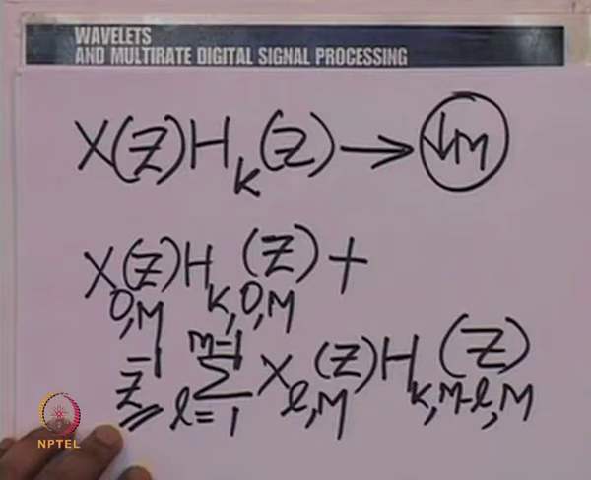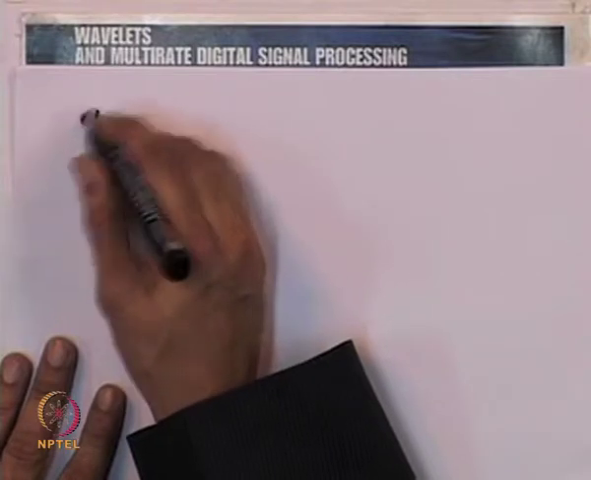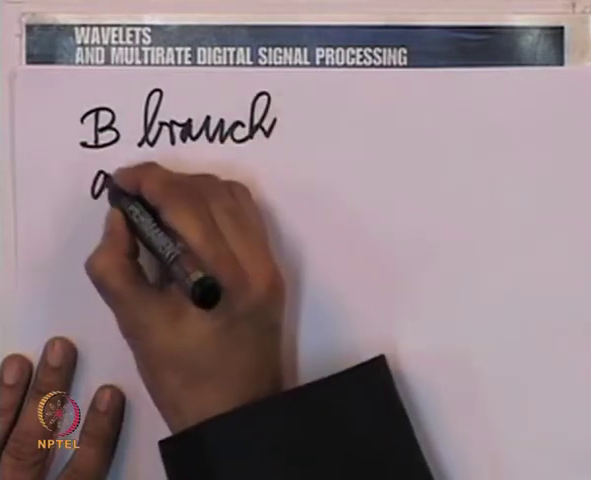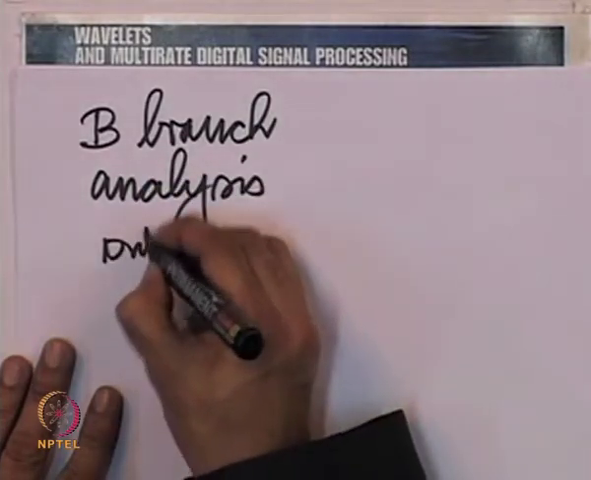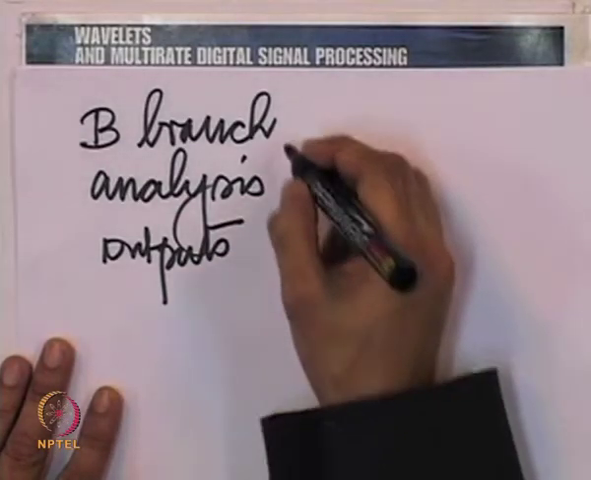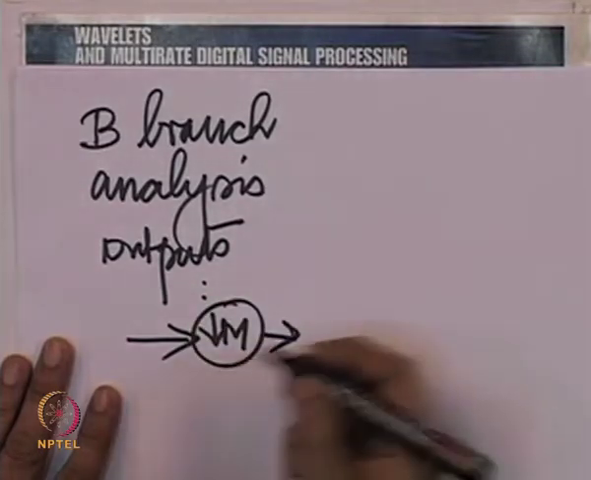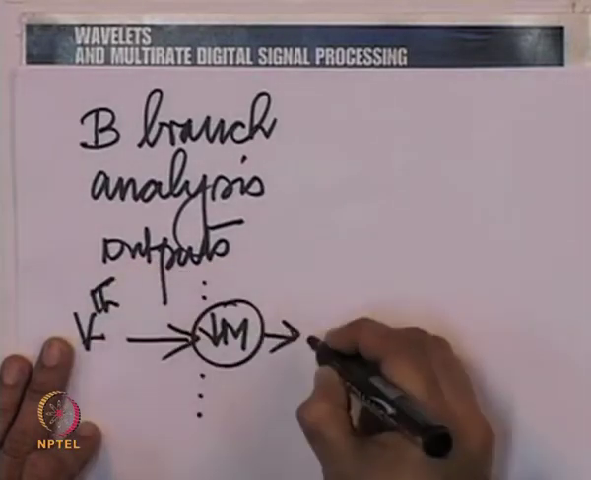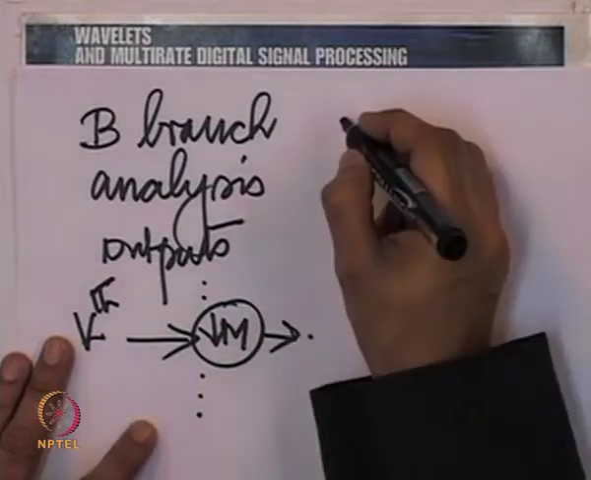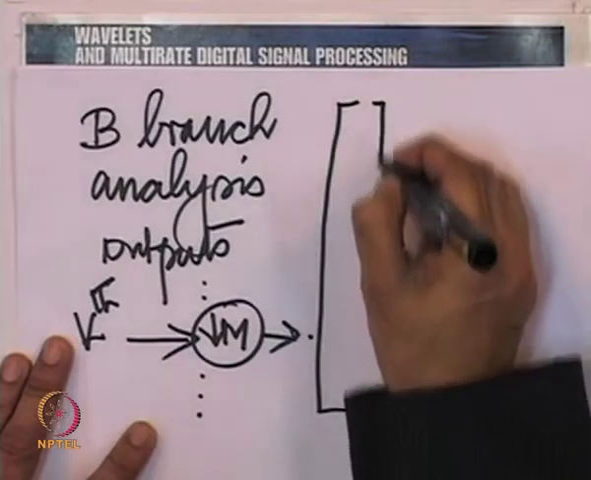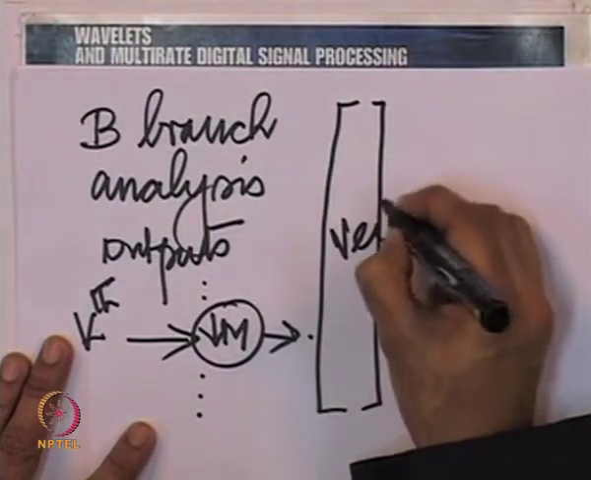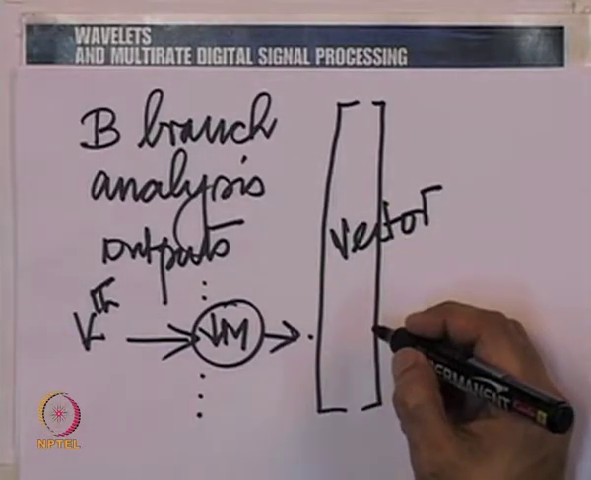In fact, we can now write down a matrix for each of these branches. What we are saying in effect is, I can put down the outputs of these M branches, a typical one emerging from, say, the kth branch at this point, and we could arrange them in the form of a vector. So, let us arrange them in the form of a vector. Let me write down the analysis vector.